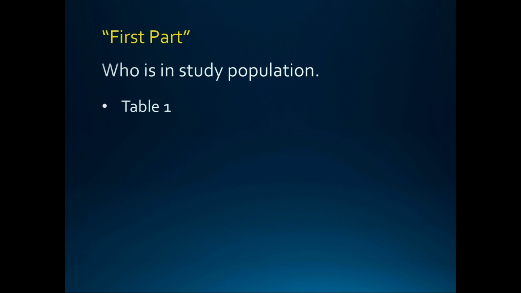So, the first part of your results section will describe who is in your study population. Most often, this is done with a table, and often it ends up being Table 1 unless you included a table in your methods section. You'll also write some results text describing your sample.